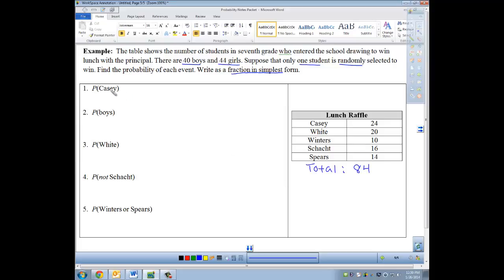So probability that someone from Miss Casey's class is going to win, there were 24 students who participated out of the total 84. We can divide both numbers by 12 and we're going to get 2 over 7.